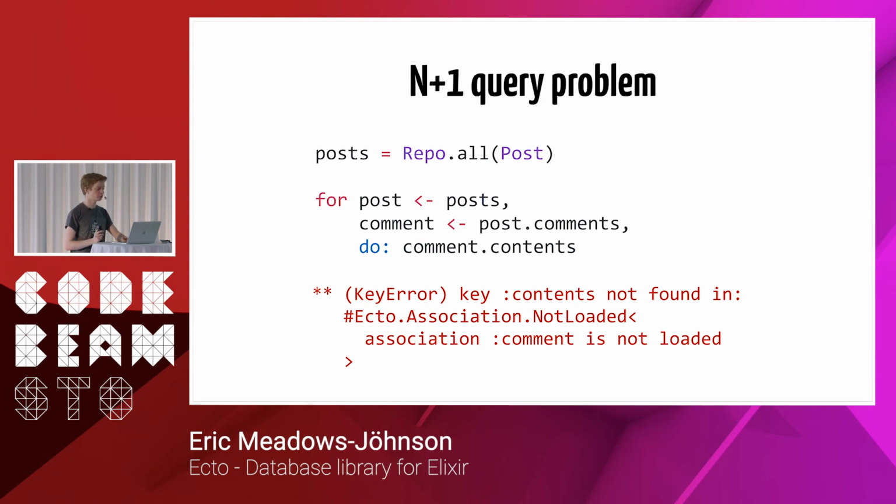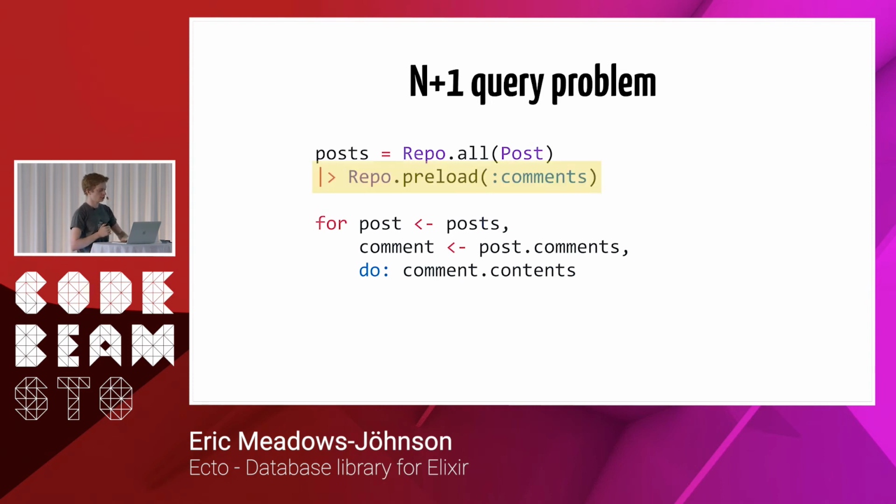And Ecto solves this problem by not allowing it. So if you were to do this, you would get this exception. And we solve this problem by doing an explicit preload on the comments. This is nice because we will catch this issue early when we are building our project, instead of noticing later in production when we might get performance issues.